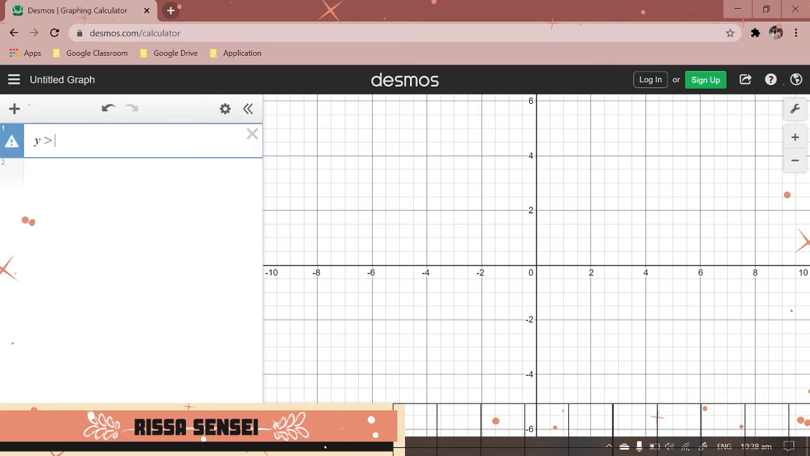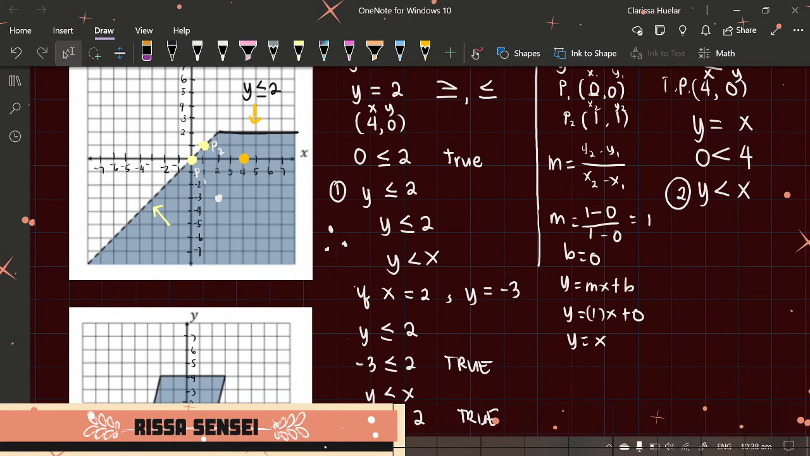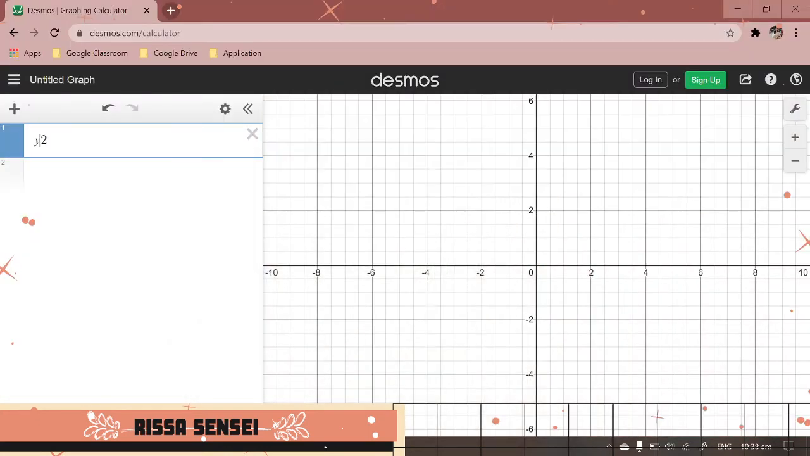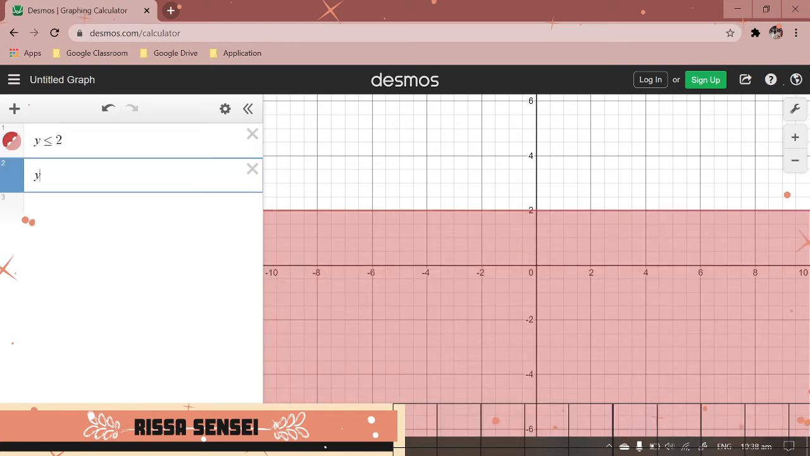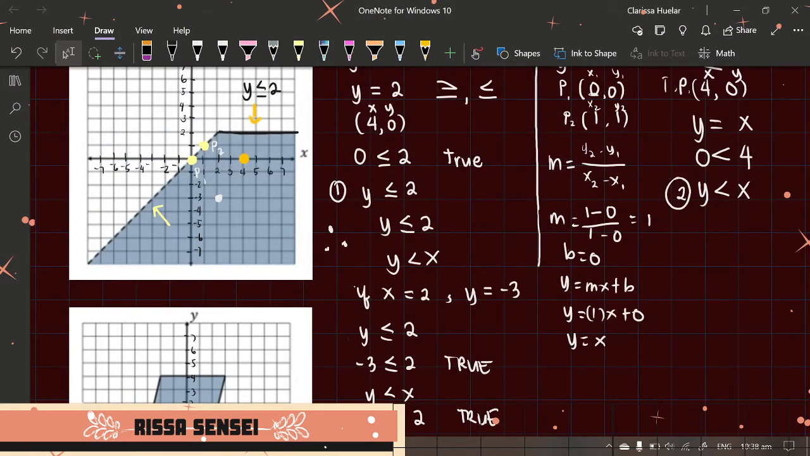Y greater than or equal to 2. Ay, sorry. Tama ba? Less than pala. Less than. Sorry. Less than or equal to 2. Tapos yung isa ay y less than x.